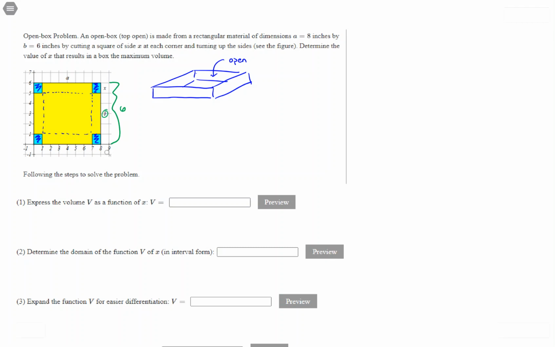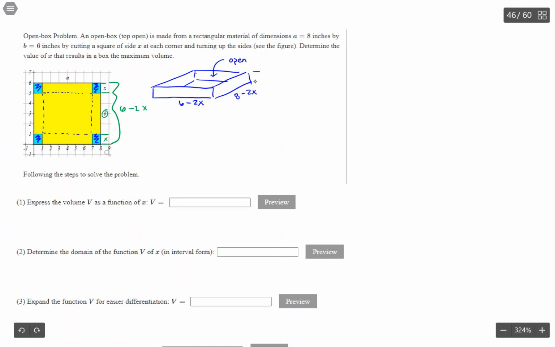Now, it's very tempting to say that the dimensions of this box would be 6 inches and 8 inches because that's what's given in the problem. However, when you cut these corners out, you're cutting away a part of the 6 inches. So whatever you make the distance x from here to here, you're going to cut that out. So that's going to be 6 minus x, but then you're going to do it over here as well. So it's actually 6 minus 2x. So the distance this way of our box is 6 minus 2x inches. Similarly, the distance the other direction is 8 minus 2x.